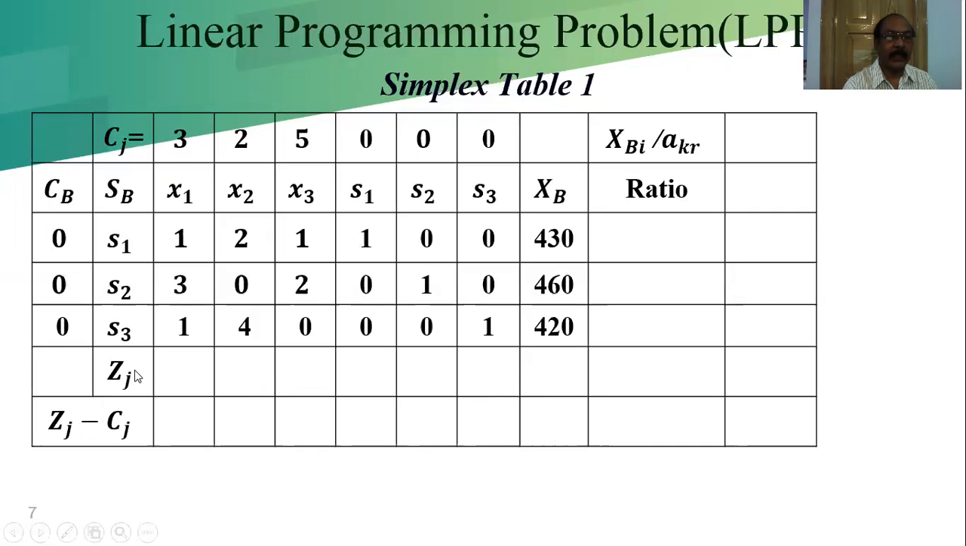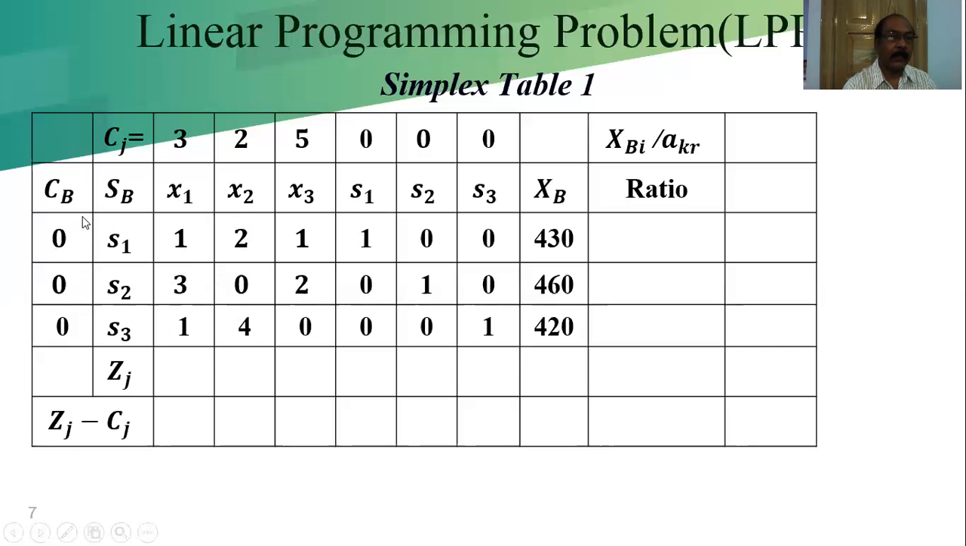Now Zj, in the first table, always, except in the big M method, or the artificial variable method that we learn in the next class. Instead of the big M method, this CB in the first table is 0. So in this case, Zj will be 0. What is the calculation? 0 into 1, 0 into 3, 0 into 1, and sum up. 0 into this, 0 into 0, 0 into 4.